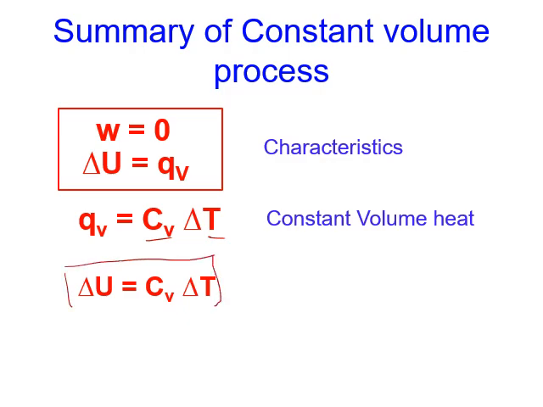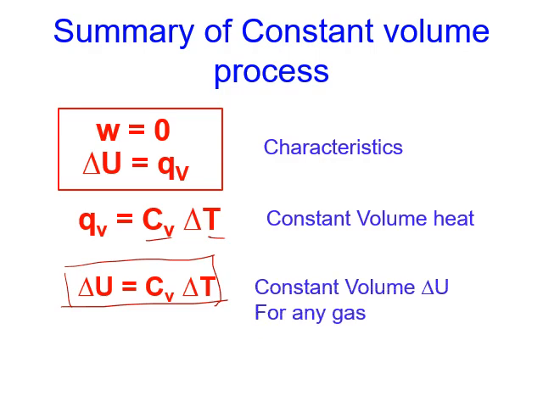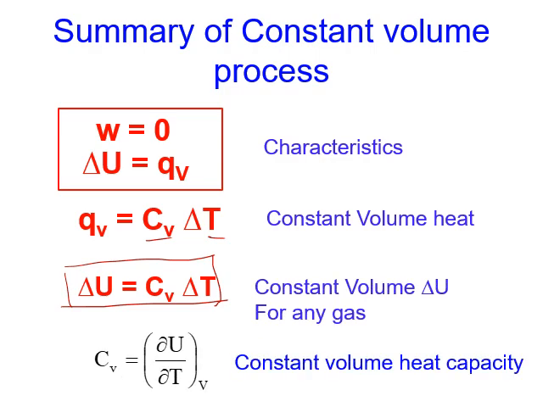All right, so that's an important equation. How do you calculate internal energy? Well, at constant volume, CV delta T. And the heat capacity is defined at constant volume as the partial derivative of internal energy over temperature at constant volume. Why internal energy? Because at constant volume, the internal energy change is the heat. That's why.